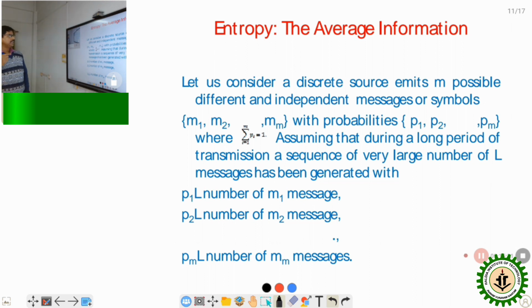We know that the summation of the probabilities of all the messages will always be equal to 1. We are taking a very large sequence of length L. So for M1, M2, and so on, the numbers of occurrences will be P1L, P2L.